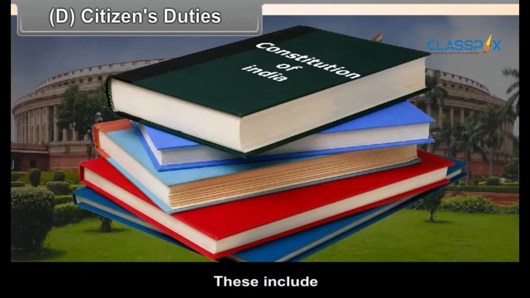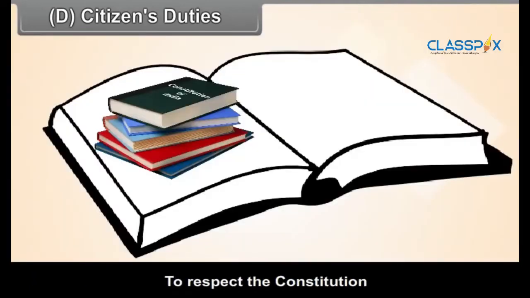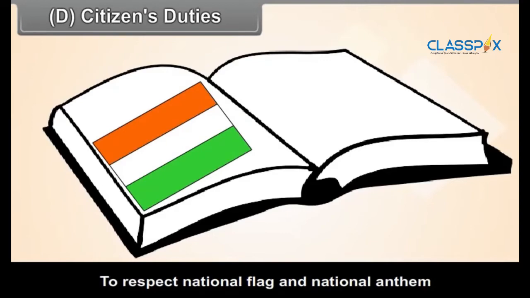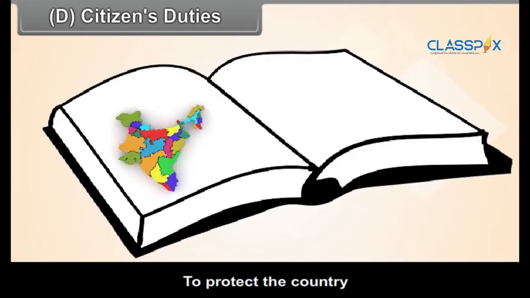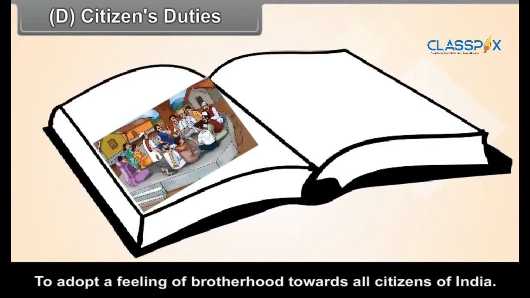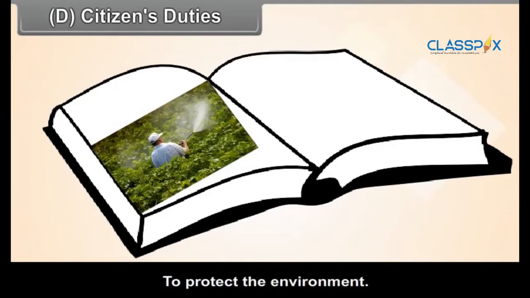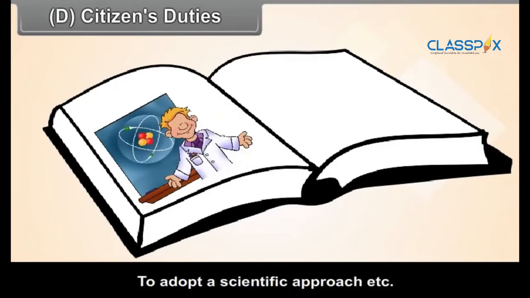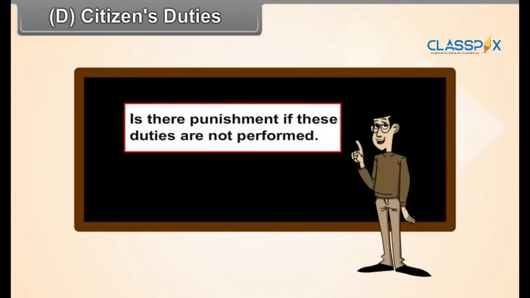These include to respect the Constitution, to respect the national flag and national anthem, to protect the country, to adopt a feeling of brotherhood towards all citizens of India, to protect the environment, to adopt a scientific approach, etc. Is there punishment if these duties are not performed?